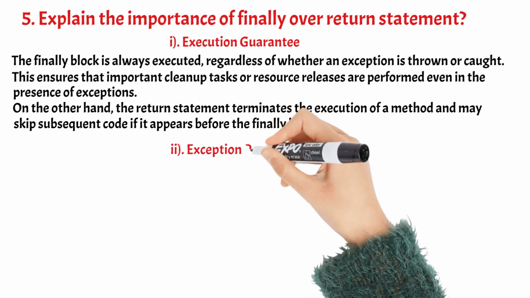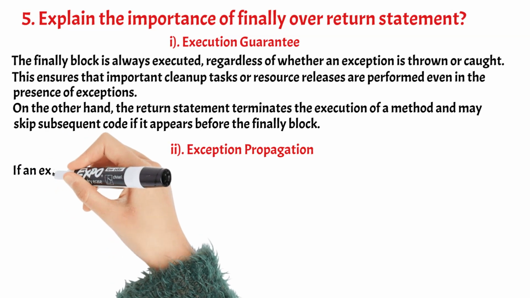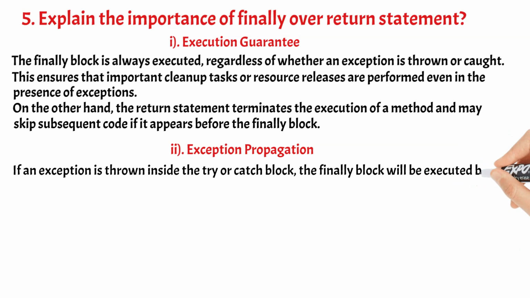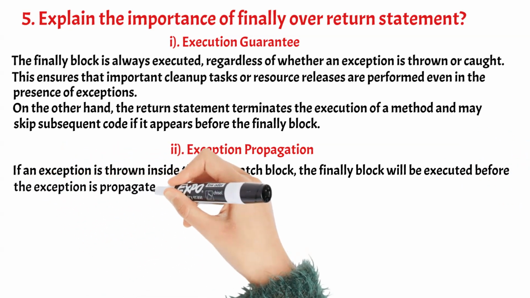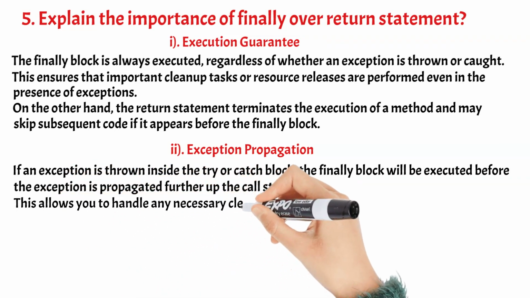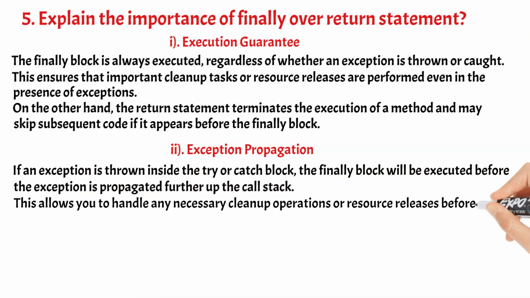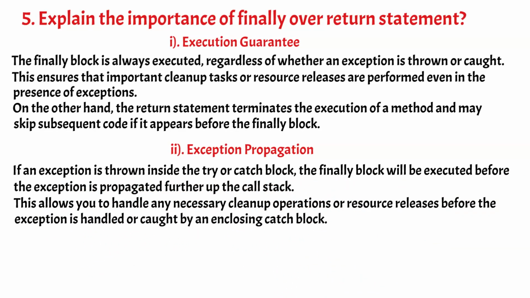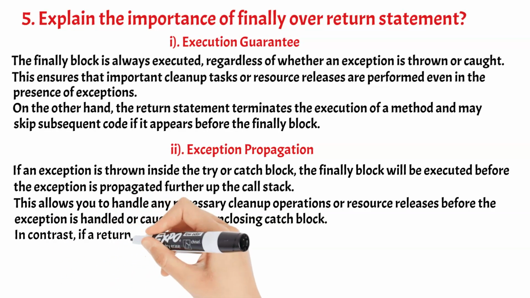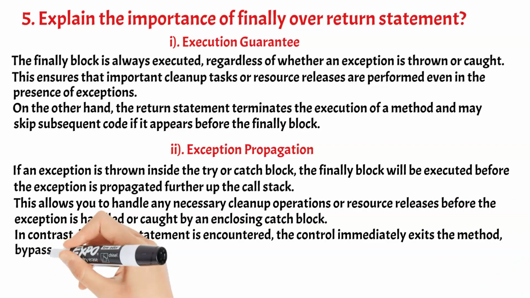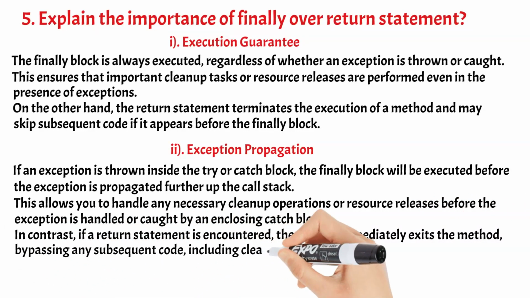2. Exception propagation. If an exception is thrown inside the try or catch block, the finally block will be executed before the exception is propagated further up the call stack. This allows you to handle any necessary cleanup operations or resource releases before the exception is handled or caught by an enclosing catch block. In contrast, if a return statement is encountered, the control immediately exits the method, bypassing any subsequent code, including cleanup operations.